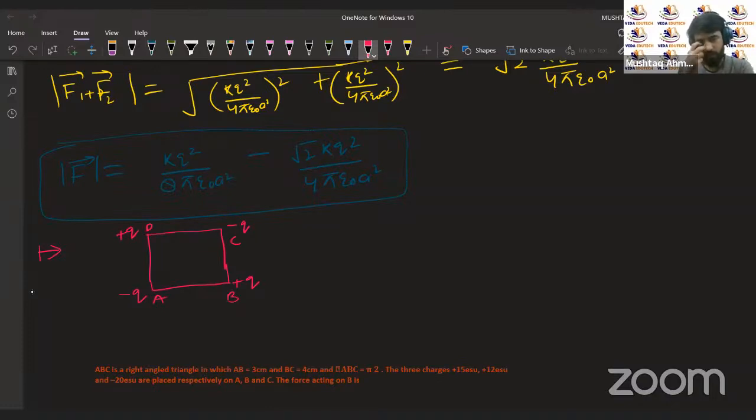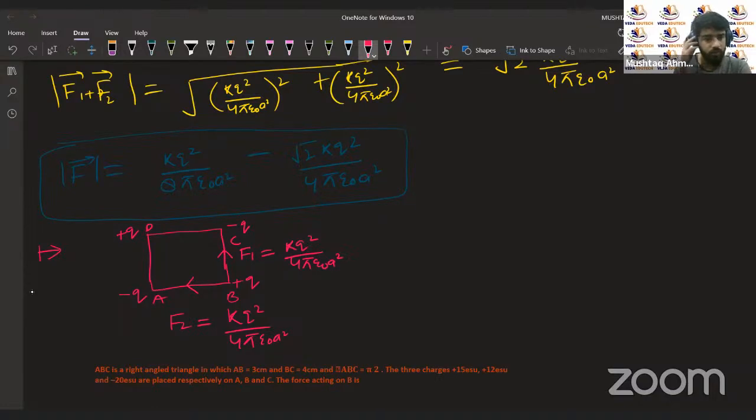Once again, the charge placed at P will have a different force. Because of the charge at C, it will be an attractive force in this direction. Let me call this F1. The magnitude of this force will be kq square upon 4 pi epsilon naught A square. And because of the charge at A, it will be F2, which is also kq square upon 4 pi epsilon naught A square.